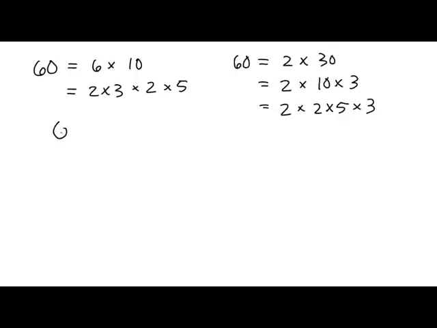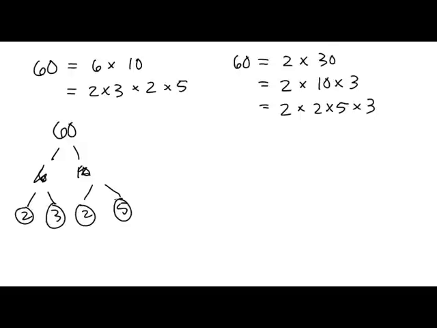That is like the fingerprint of the number 60. Some people do this with factor trees. 60 is 6 times 10, and the 6 is 2 times 3, and the 10 is 2 times 5. And once something has branched off, you don't really consider it anymore. You get the 2, the 3, the 2, the 5. That is the prime factorization.